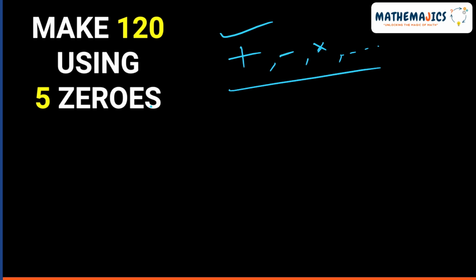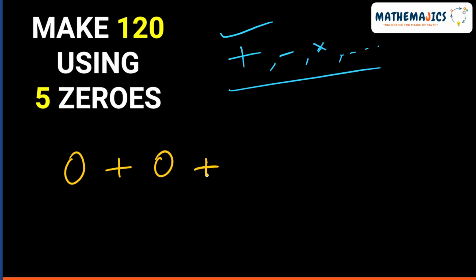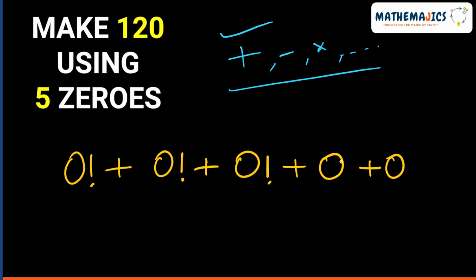There are many ways to solve this question, solve this puzzle. I'm sharing my way. You can share your way in the comments box. So according to my method, I used 5 zeros, something like this: 0 plus 0 plus 0 plus 0 plus 0. And I added a factorial to them. Right? And after adding all these 0 factorials 5 times, I added a factorial outside the bracket.